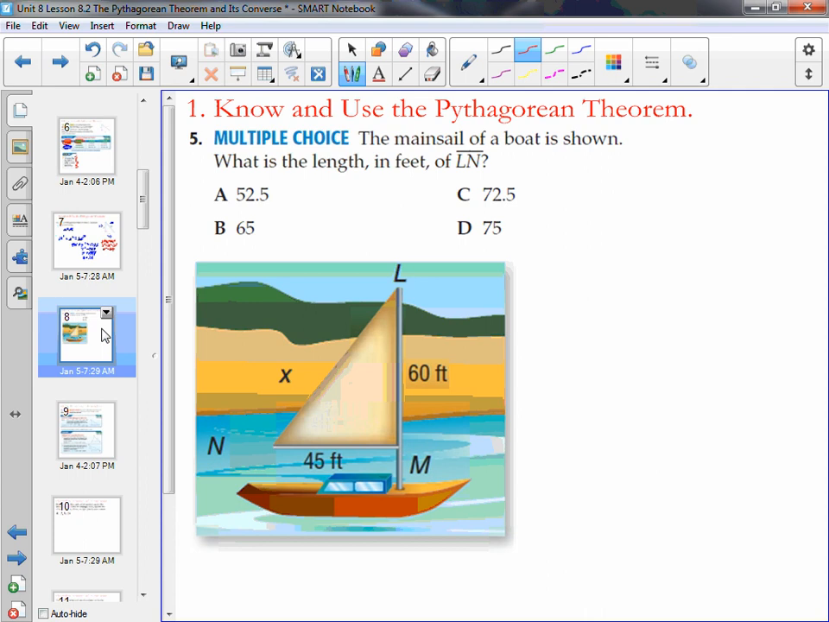Number 5 says the main sail of a boat is shown. What is the length in feet of segment LN? All right. Well, they don't mark this as a right angle for us. But that needs to be a right angle, right? If that's the sail on a boat. So we have a right triangle. All right. So one leg squared plus the other leg squared equals the hypotenuse squared.